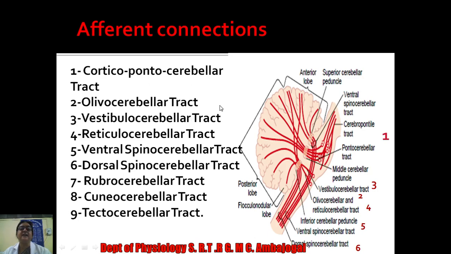This tract is very important. And the fibers carried via this olivocerebellar tract are of which type? They are all of the Purkinje climbing fiber type.